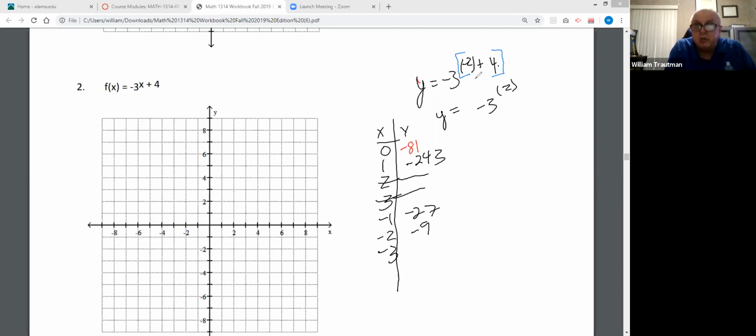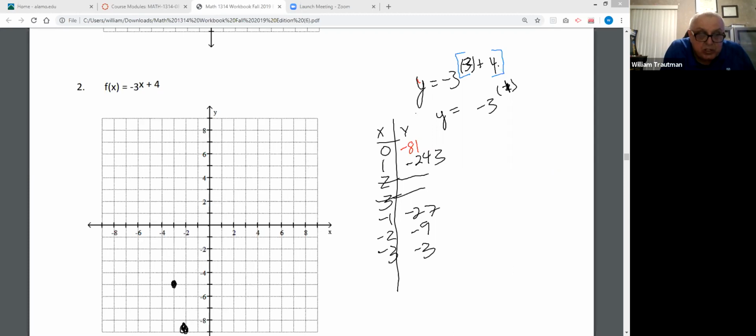And then finally, I'm going to put a -3 in there. -3 plus 4 is 1. -3 to the 1 power is -3. So I'm going to put these in my graph. 0, -81, it's off the chart. I can't even write it in. 1, -243, I can't even write it in. -1, -27, I can't write that one in. -2, -9, I can put that one in. That's right there. And -3, -3, I can put that one in.